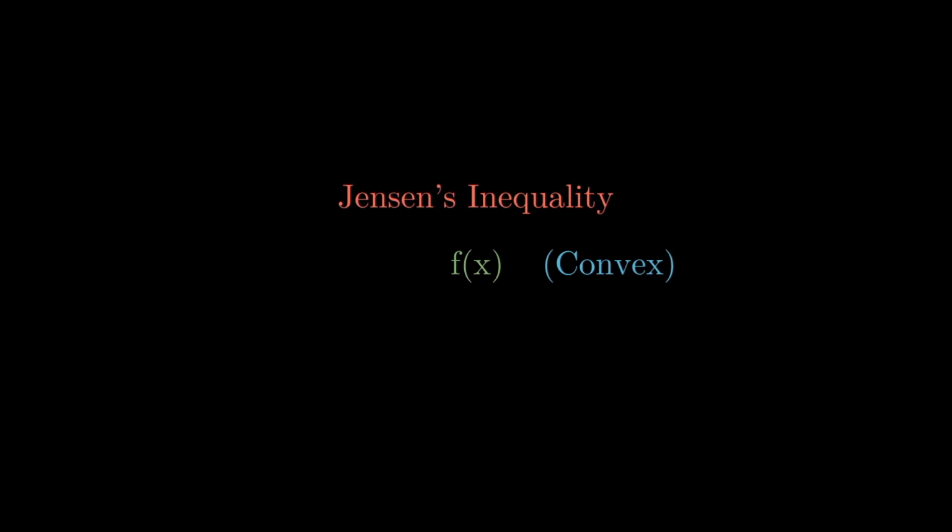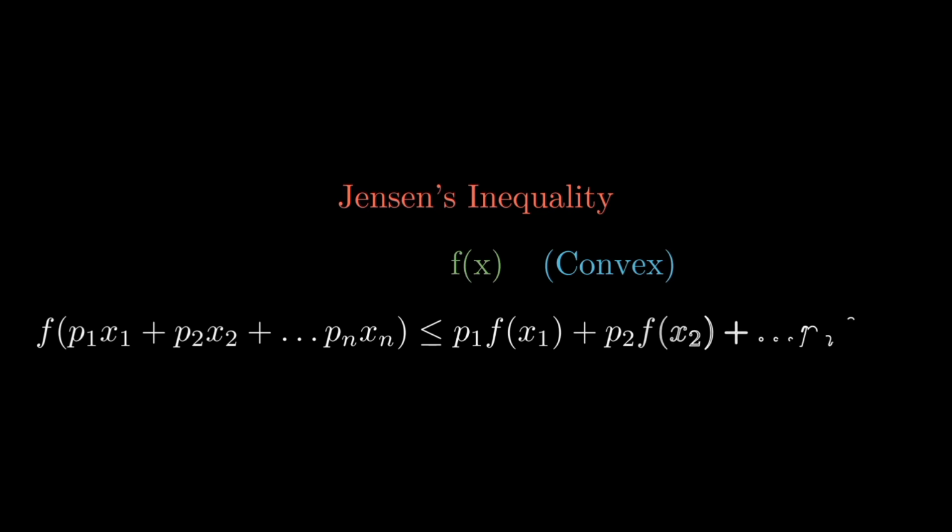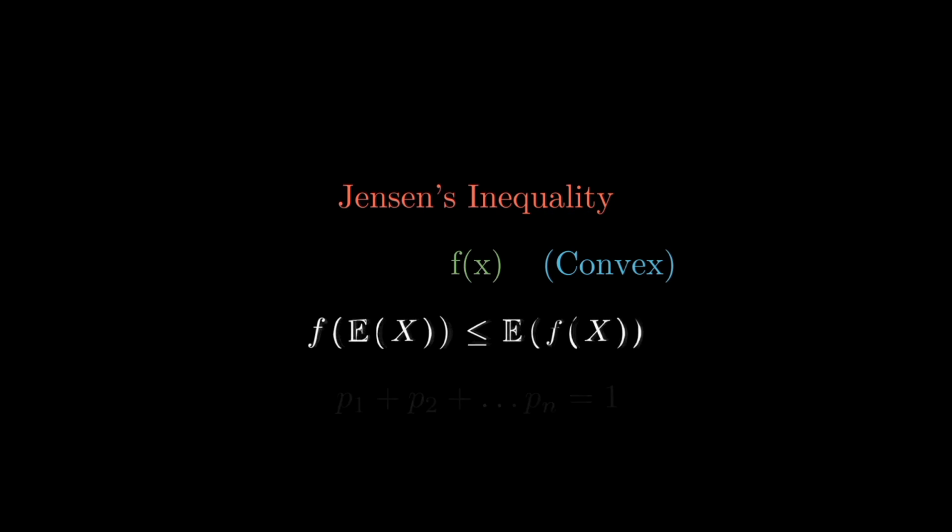Jensen's inequality states that f of p1 times x1 plus p2 times x2 up to pn times xn is always less than or equal to p1 times f of x1 plus p2 times f of x2 up to pn times f of xn, where the xi's are real numbers and the pi's are reals and add to give 1. By the language of probability, we say f of the expectation of the random variable x is always less than or equal to the expectation of f of x.